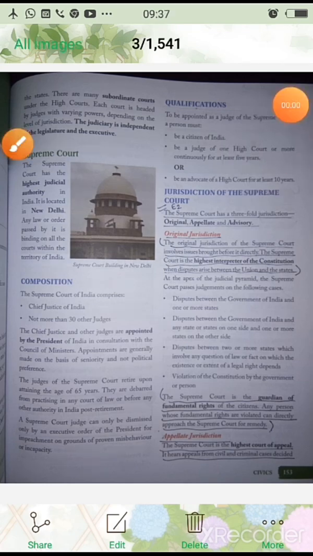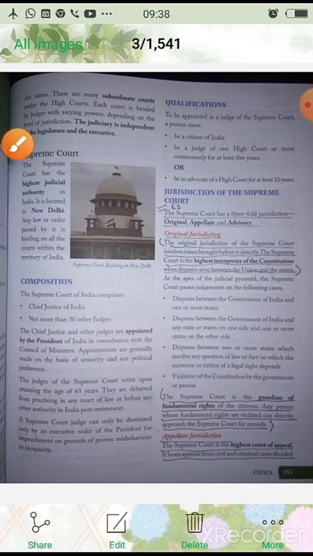Now the next point that we have to start is the jurisdiction of the Supreme Court. The Supreme Court has a threefold jurisdiction: original, appellate and advisory. Very important, you have to keep in mind that the Supreme Court has threefold jurisdiction, and what are they? Original, appellate and advisory. So first we will learn about original jurisdiction, what it is and what its role is.